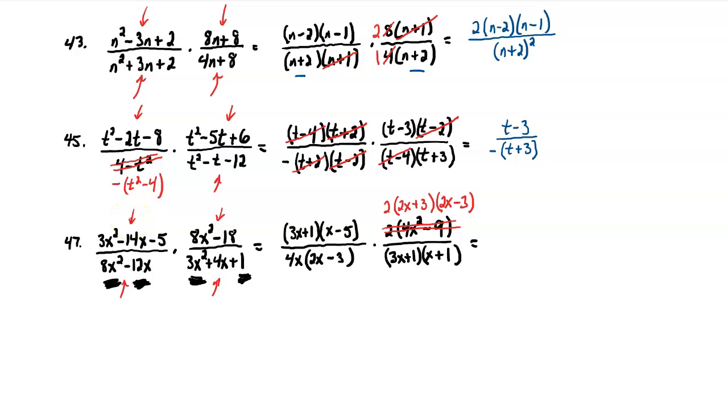Now the canceling. There's a 3x plus 1 in the top and a 3x plus 1 in the bottom. There's a 2x minus 3 in the bottom and a 2x minus 3 in the top. There's a 2 in the top and a 4 in the bottom. Those both divide by 2. So I'm going to cross out the 2 and make it be a 1, and cross out the 4 and make it be a 2. That's all of the reducing that I notice.